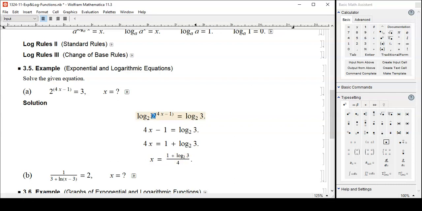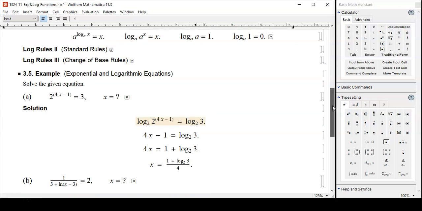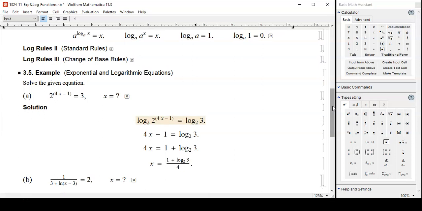Remember, how do you kill off an exponential? How do you kill off an exponential? By taking the log function. Okay, there goes a full solution.